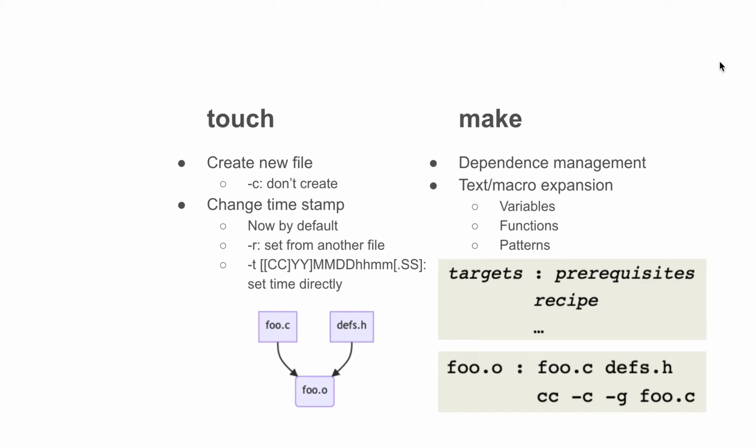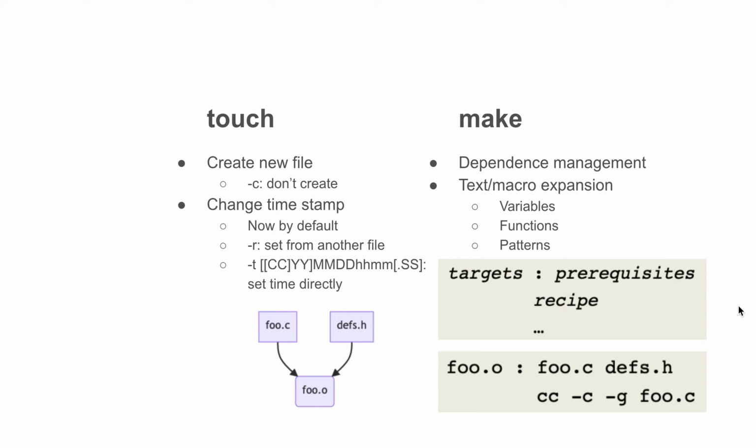So the make command is a very powerful tool. It's actually a long story. It can be a very long story because it's very useful. At a high level, it can manage dependencies and also do text macro expansions. Usually people use it to build a program, to do compilations and link different components together.